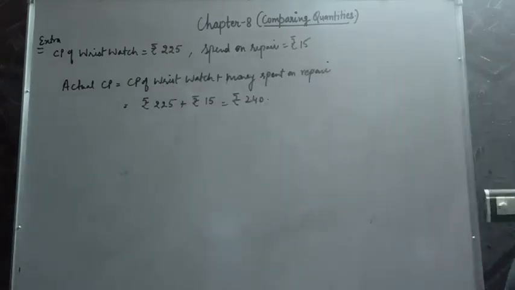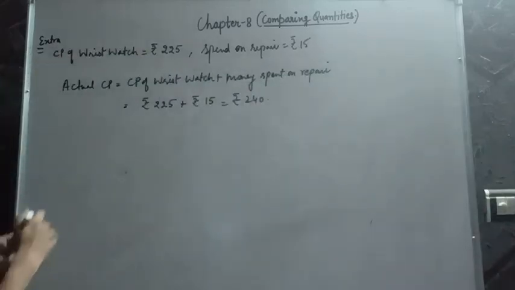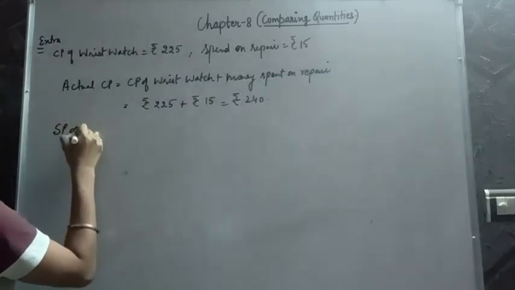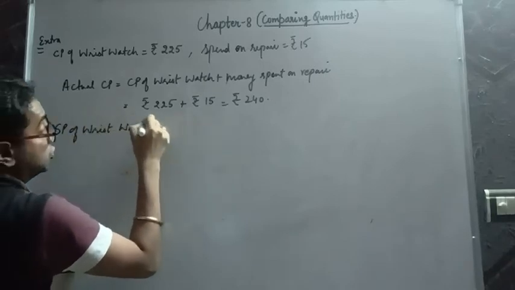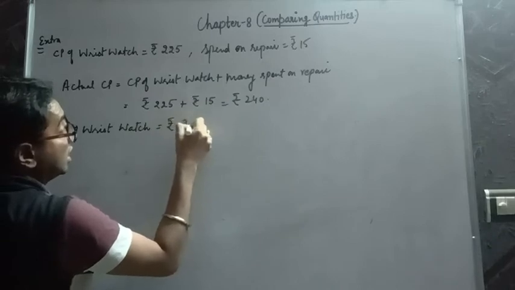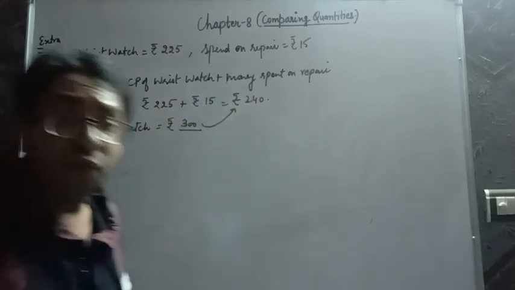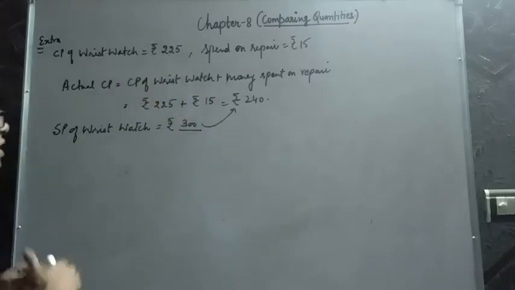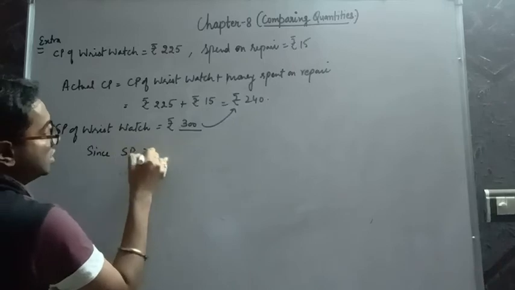If he sells the same for rupees 300, very clever. This dealer is very clever. And he sells the wristwatch, the SP of wristwatch is rupees 300. Very clever. Just see the margin. And the question is, find the profit or loss. Yeah, definitely. You're right. Since SP is greater than CP.